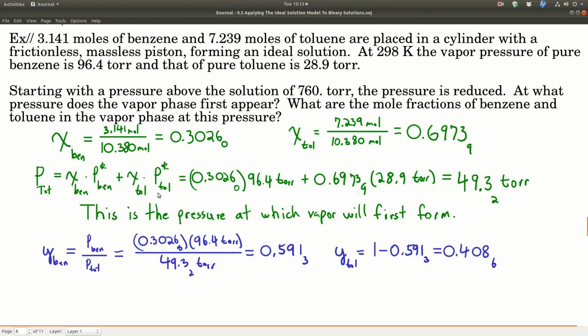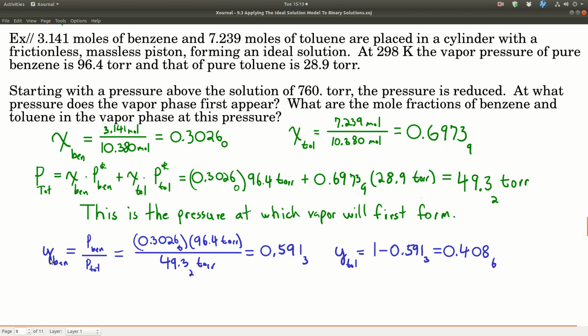And likewise for toluene, plugging in, we get the total pressure being 49.3 torr. That, you guys, is the pressure when we get down to that pressure when we would first start to see vapor forming. To find the composition, we just need to find the mole fraction of the two components in the vapor phase at that pressure.